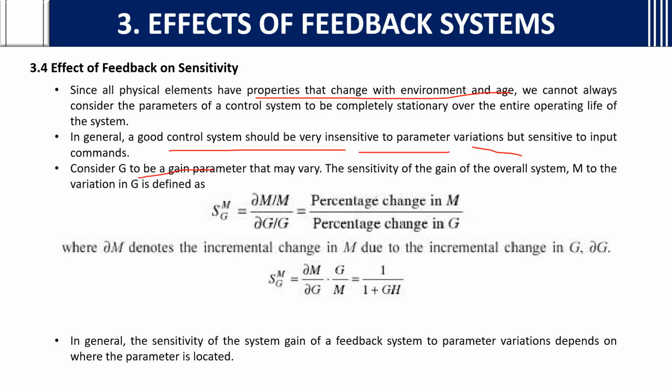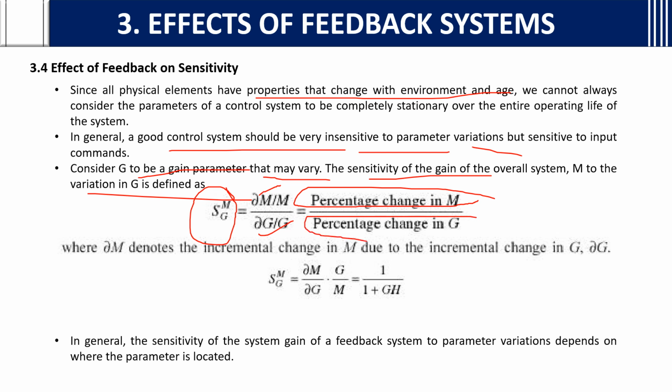Consider G to be a gain parameter that may vary. The sensitivity of the gain of the overall system, M, to the variation of G, is defined as follows. This is the sensitivity formula: ∂M/M divided by ∂G/G. ∂M/M is nothing but the percentage change in M, and ∂G/G is the percentage change in G.